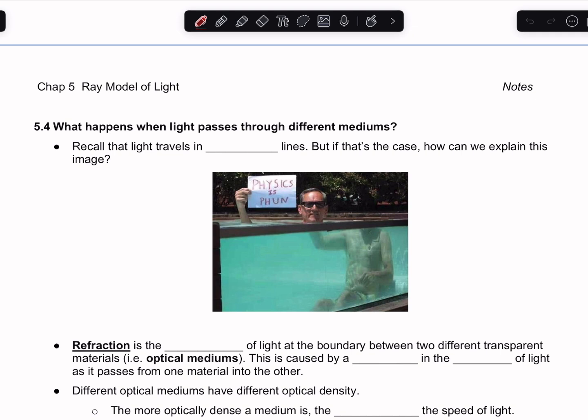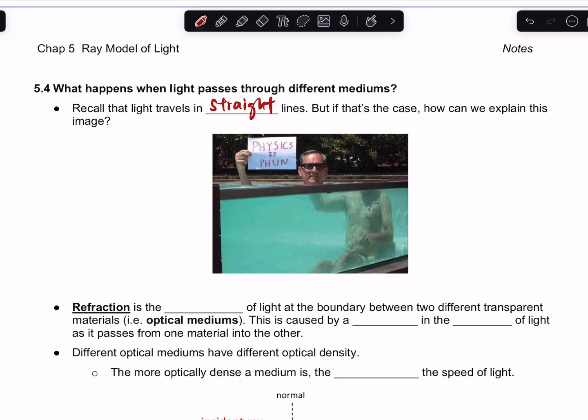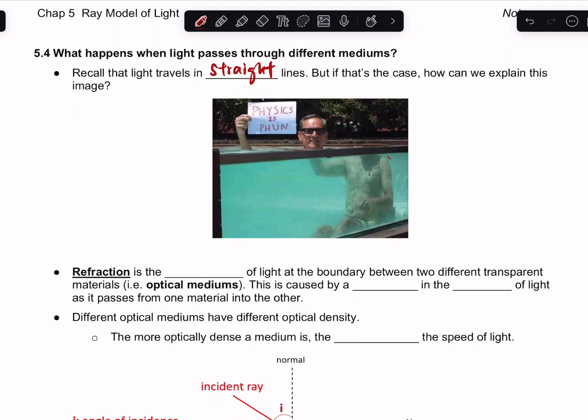So recall that light travels in straight lines. As I go through the lesson, please fill in the blanks in your notes. If that's the case, how can we explain this? We see that the body of this uncle is on one side, but his head is very far away. So how is this possible? Is it like the work of spirits? No, as he said, physics is fun, so this is a result of physics.